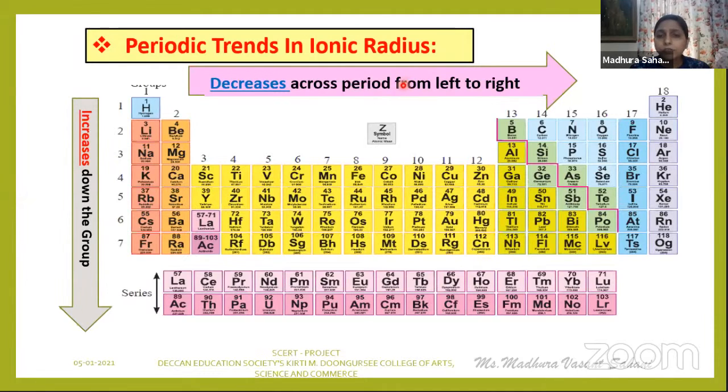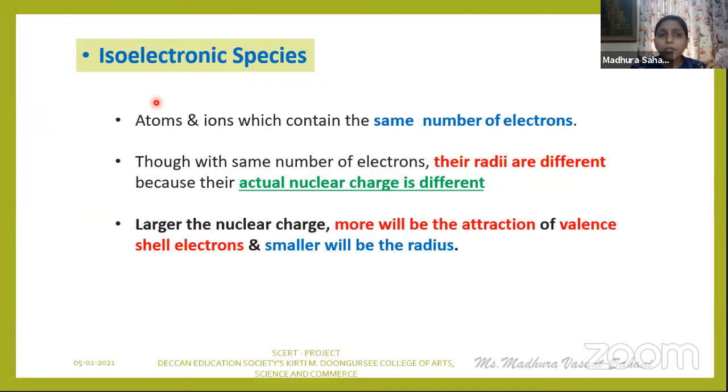Now, periodic trends in the ionic radius is very similar to that of the atomic radius. That is, ionic radius also decreases across the period as you move from left to right. Whereas, as you move down the group, what will happen? Ionic radius goes on increasing as you are moving from top to downward direction. So here we have covered our second physical property, that is nothing but the ionic radius. Now after that we are going to learn a new concept, and that is about the isoelectronic species. So let us learn that part.